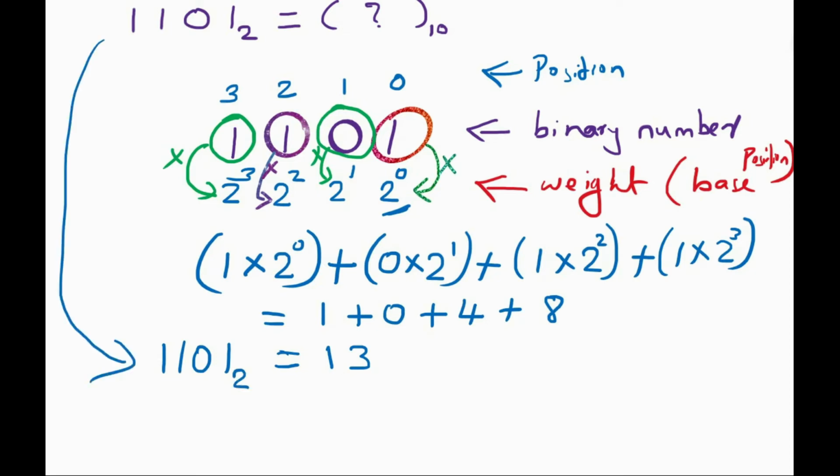1101 to the base 2 is equal to 13 in decimal. That means 13 to the base 10. So this is the final answer. So this is the technique of converting binary to decimal.